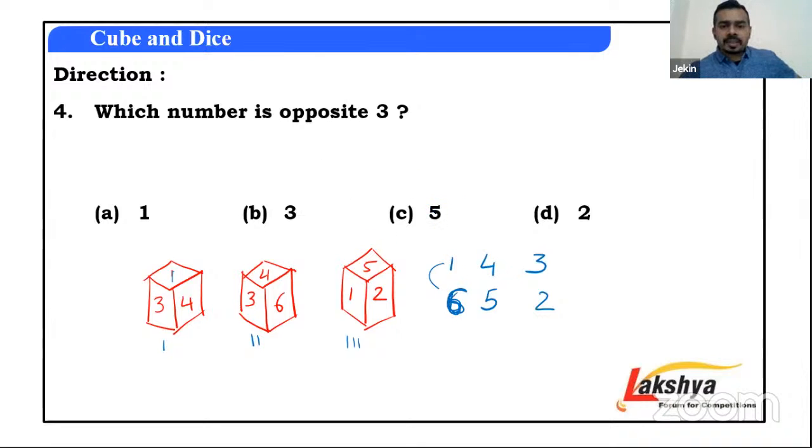So what's the number opposite 3? Answer is 5. Okay, next question. What's the number opposite 4? The answer is 2, not 5. The answer is 2. Yep, the answer is 2. 3's opposite is 2, as you can see from the diagram.